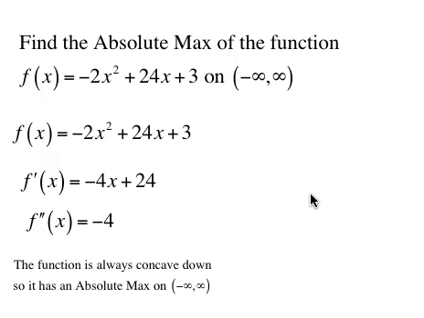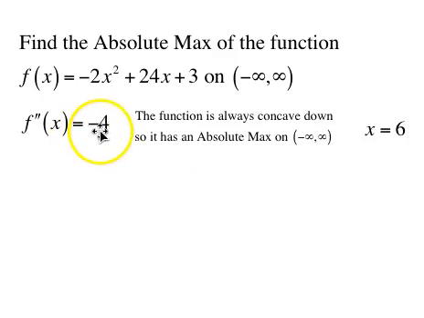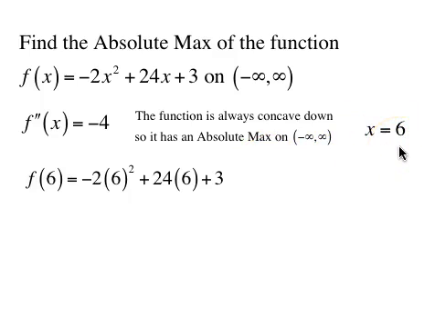If it's always concave down, it will have an absolute max at the critical point. The critical point occurs where f prime is 0. Setting f prime equal to 0, we get 0 is negative 4x plus 24. 4x is 24, x is 6. So this function will have an absolute max at x equals 6. We just need to find out what that value is. So second derivative is negative. It's always concave down. Our critical value is x equals 6. Plugging 6 into the function, negative 2 times 6 squared plus 24 times 6 plus 3, we get 75. So this function achieves an absolute max of 75 at x equals 6.